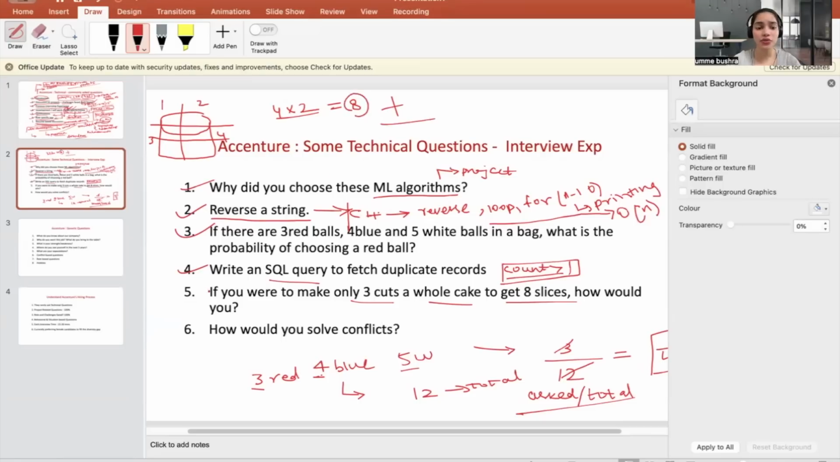So this is how you have to approach. These are trick-based questions. You have to use your brain a little bit, and that's when you will be able to solve these questions. So these are some of the questions asked. And let's look at the last question.